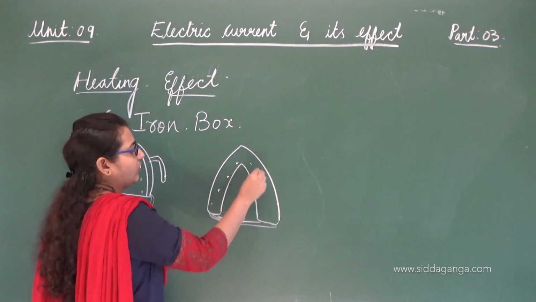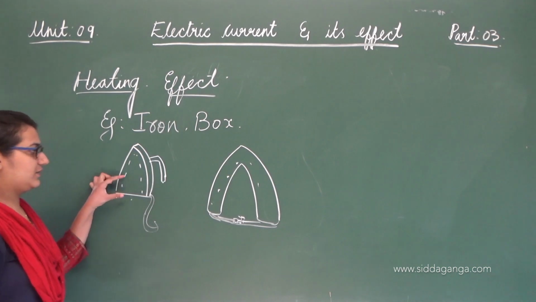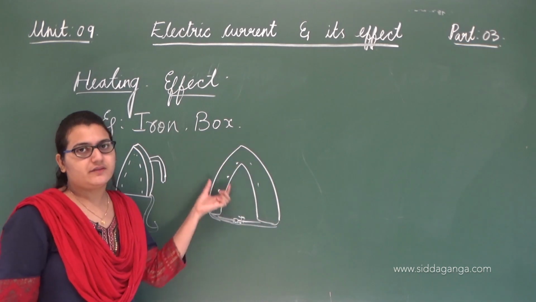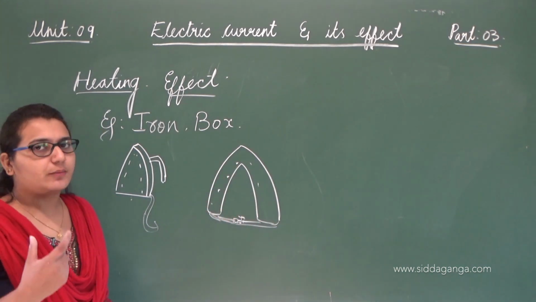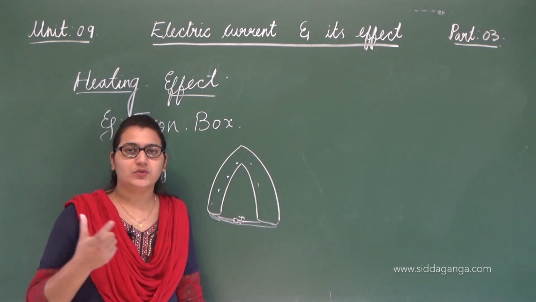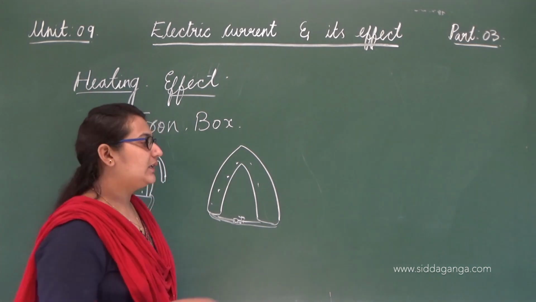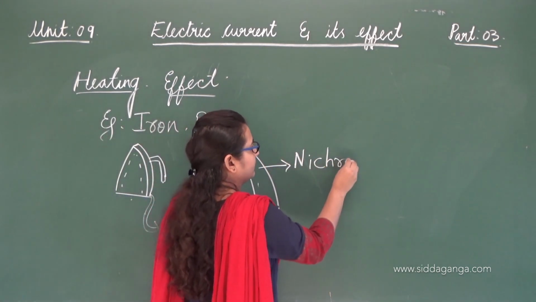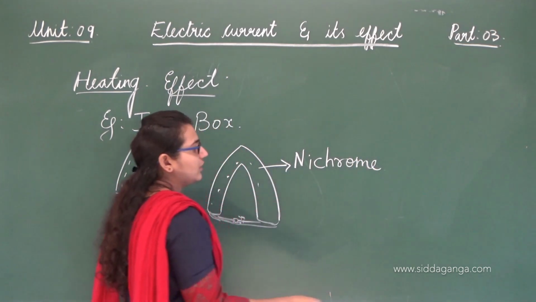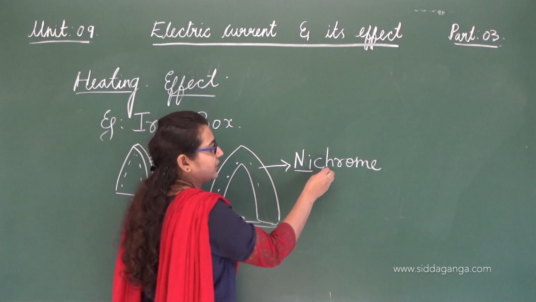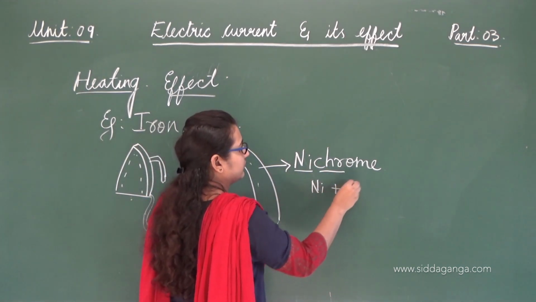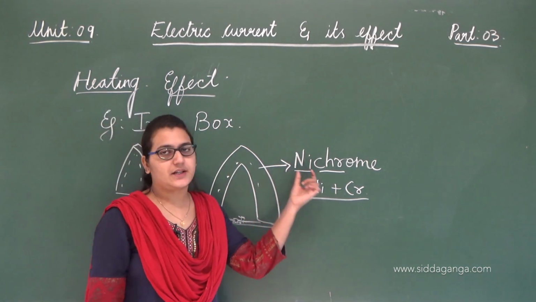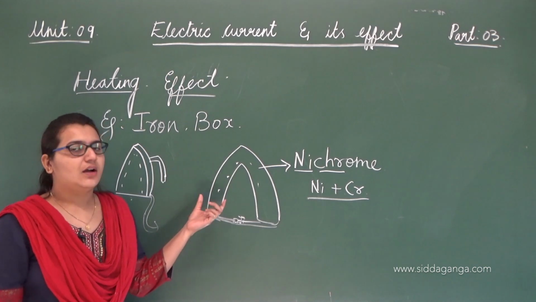inside this structure, we have something like an inverted V-shaped thing. That is made up of a metal which gets heated up due to the electric current. The metal used is nichrome. Nichrome is nothing but a combination of nickel and chromium. The combination of these two metals makes another metal, nichrome, and nichrome is used in these iron plates.